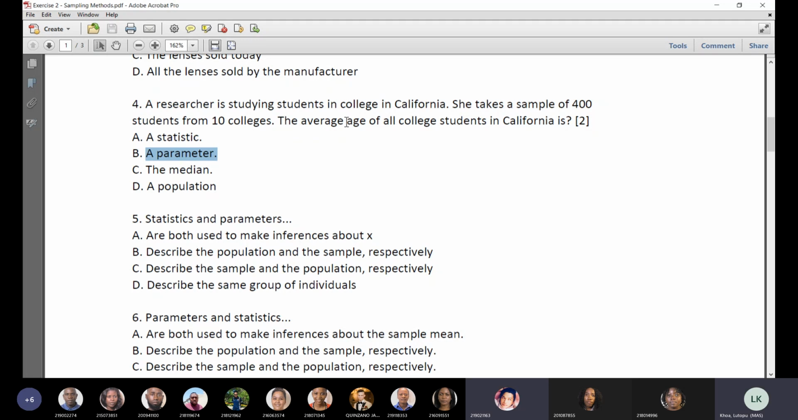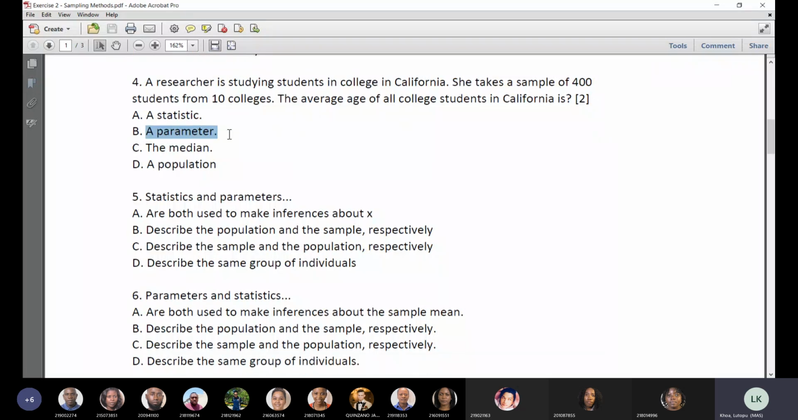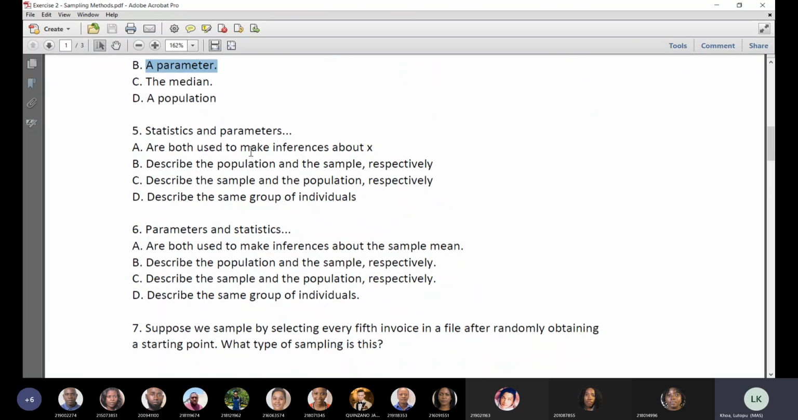It's not a statistic just because the researcher is mentioned. Right, so this number 4 is a parameter. I hope that's what the rest of you also got.